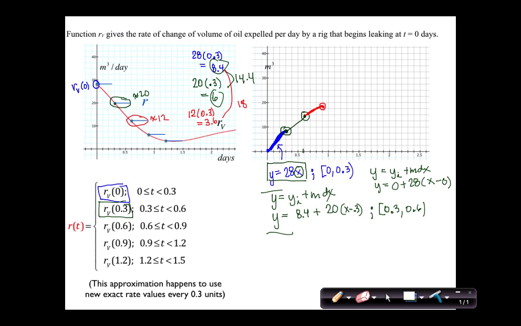But for this third segment, again, if I think y initial plus m dx, my initial value for this third segment was 14.4, the ending value from the previous segment, plus my new rate, 12, times however far I am into that segment. However far x is past 0.6, because that's the length of time that I've been using the rate for if x is between 0.6 and 0.9.